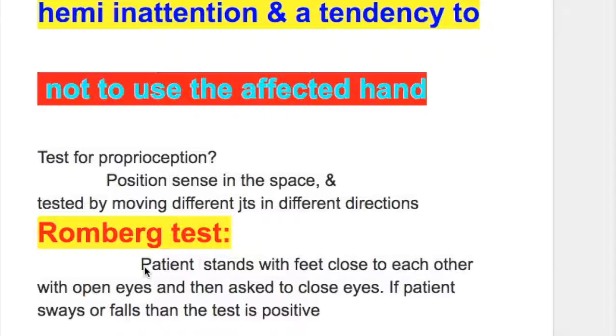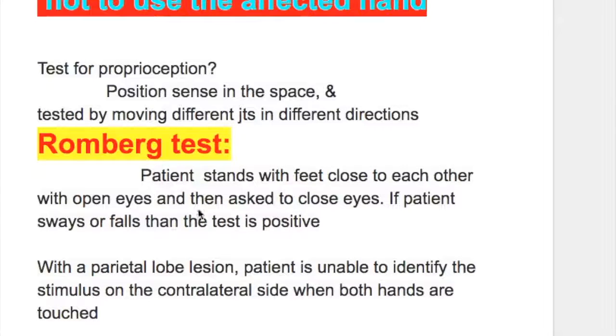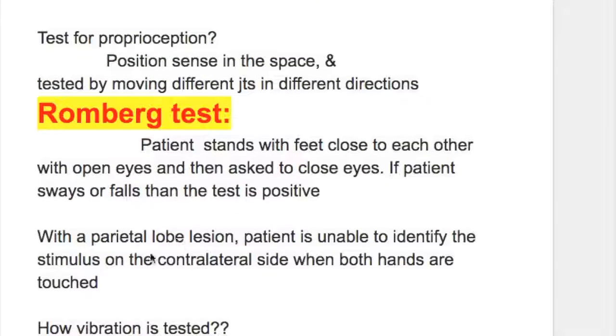What's proprioception? Proprioception is position sense in space and is tested by moving joints in different directions. And what's the Romberg test? Romberg test is a sensory test which is positive in neurosyphilis. How do you do that? Patients stand with feet close to each other with open eyes and are then asked to close their eyes. If the patient sways, loses balance, or falls, then the test is positive. With parietal lobe lesions, the patient is unable to identify the stimulus on the contralateral side when both hands are touched.